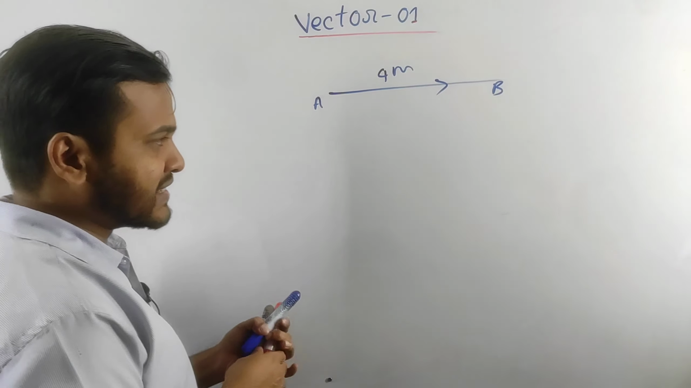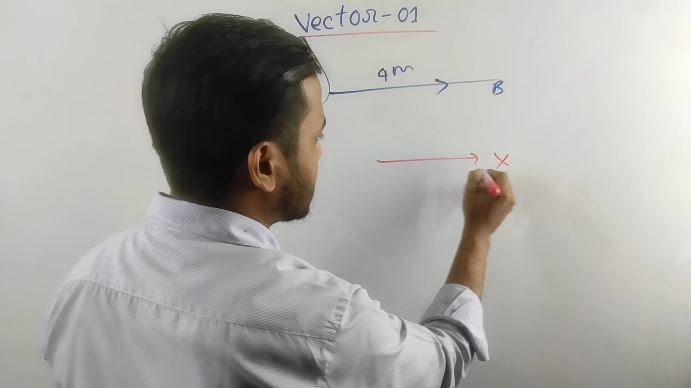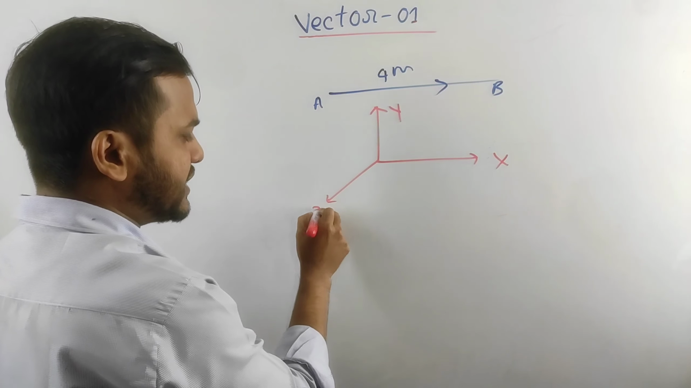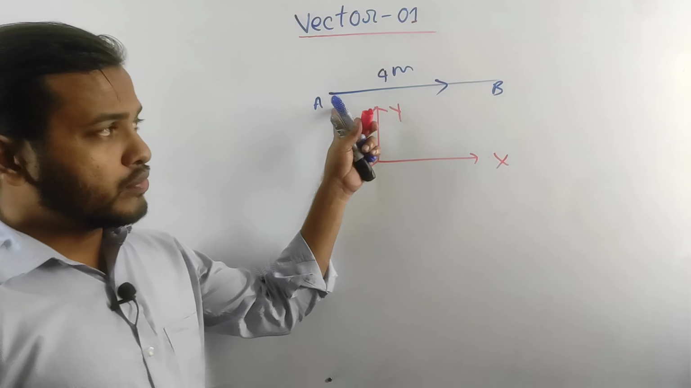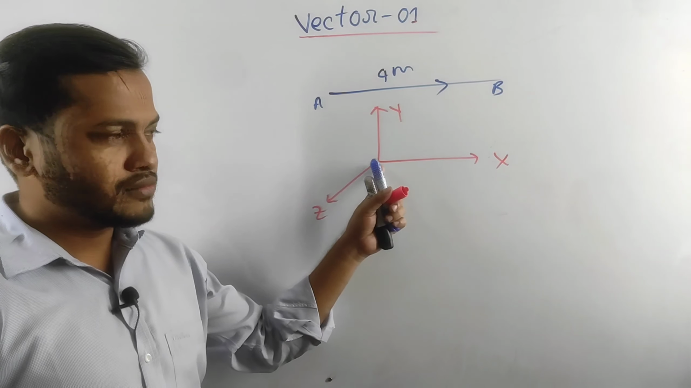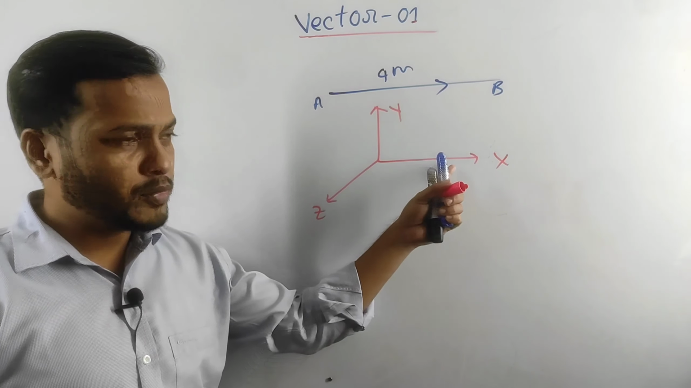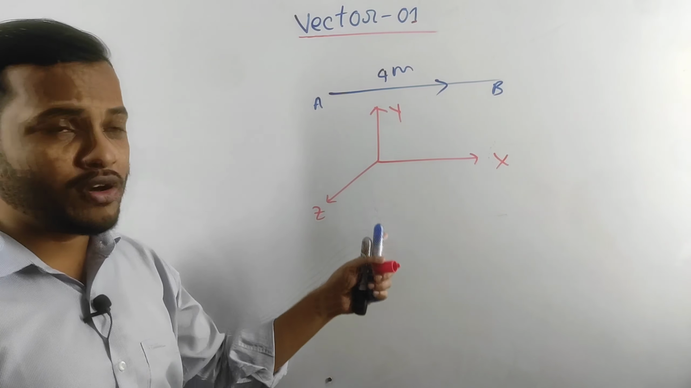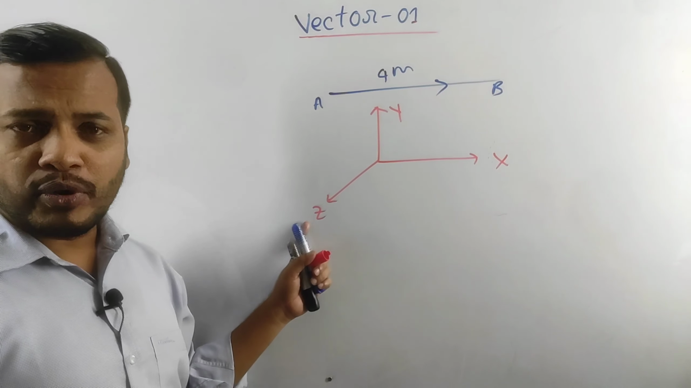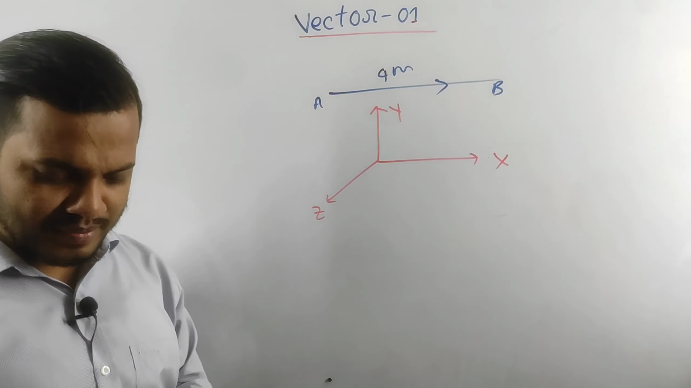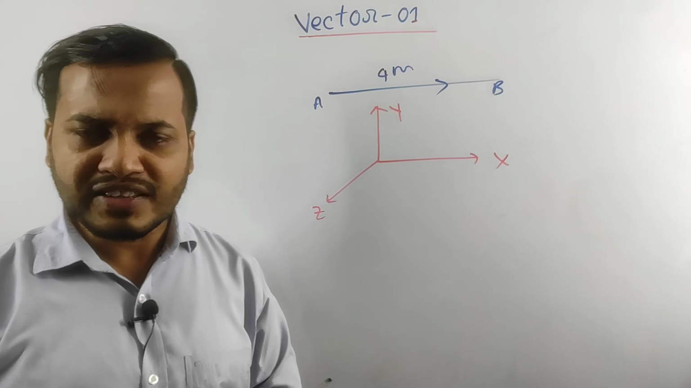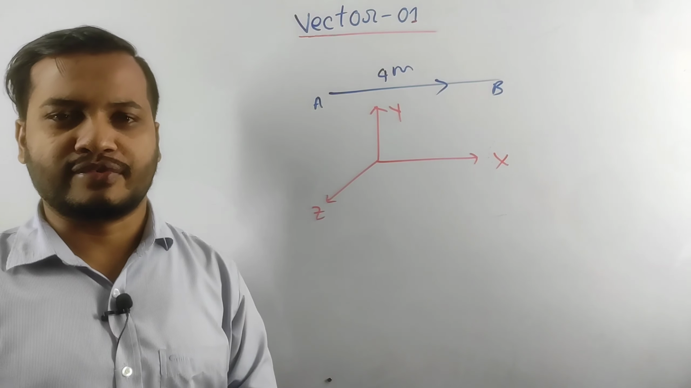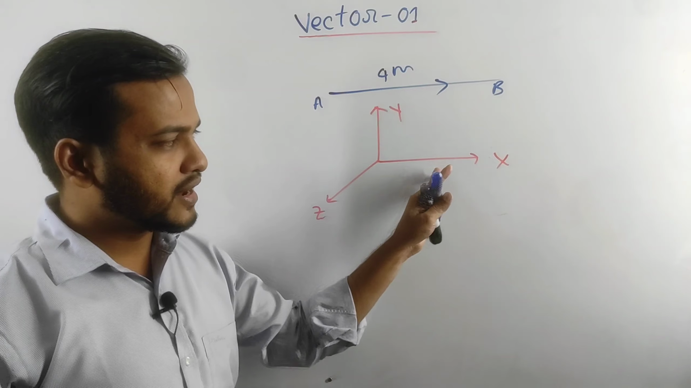It may be towards the x axis, it may be towards the y axis, and it may be towards the z axis. So if I say your displacement is 4 meter, in which direction? In positive x direction or negative x direction? Along positive y direction or along negative y direction, or along positive z direction or negative z direction? Okay, so your displacement is 4 meter. This is not enough. I will discuss it next.